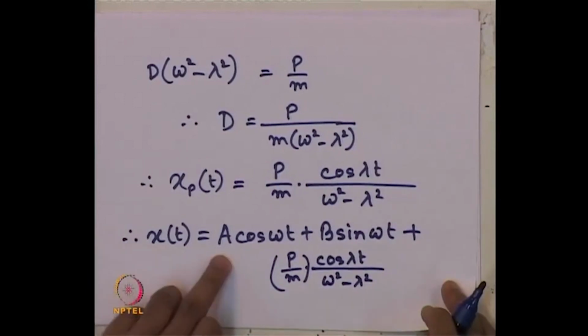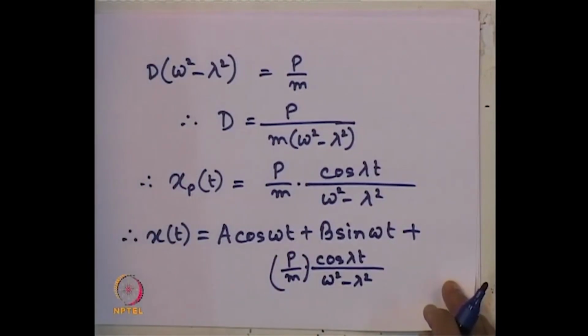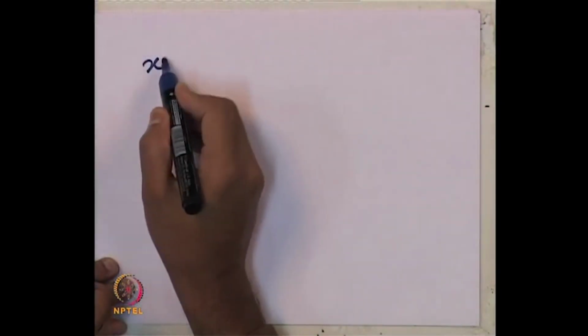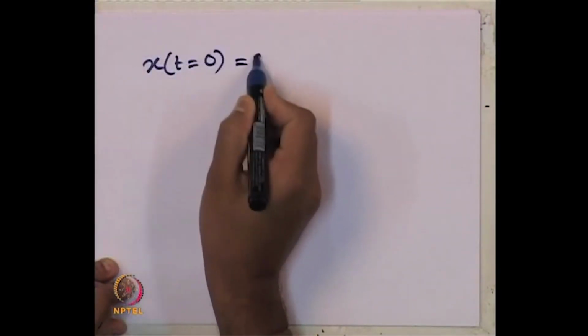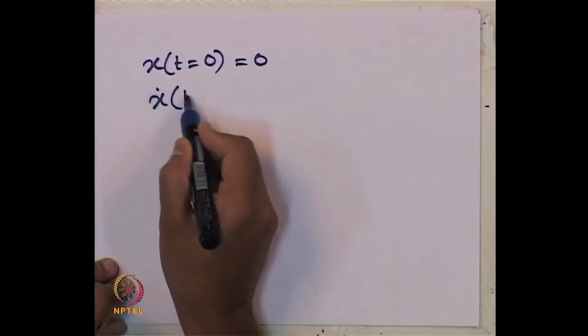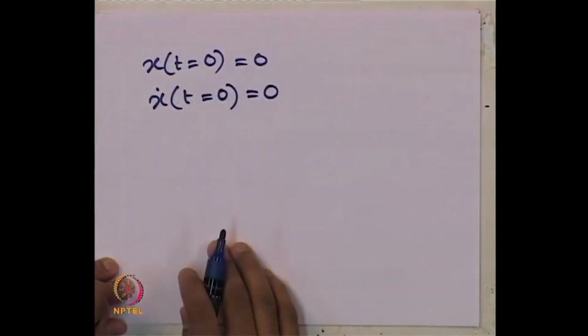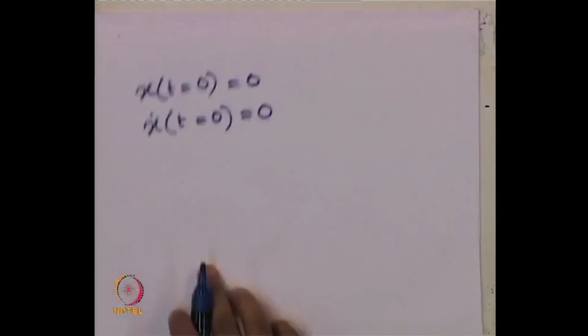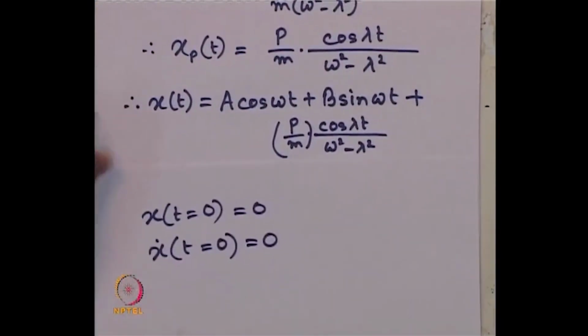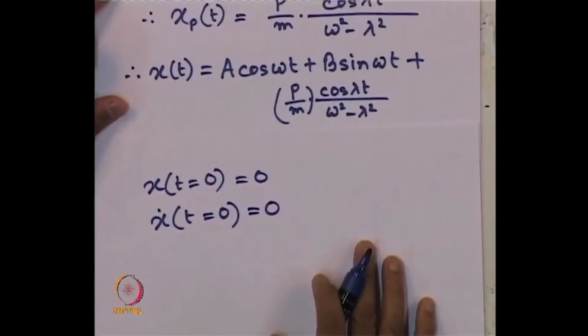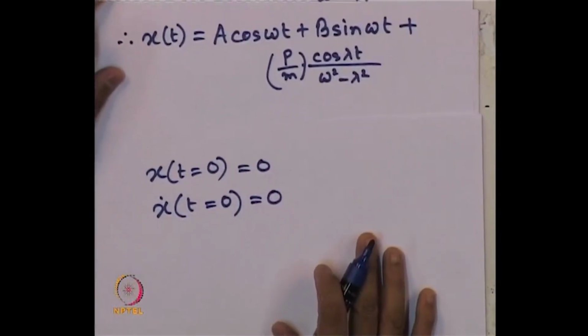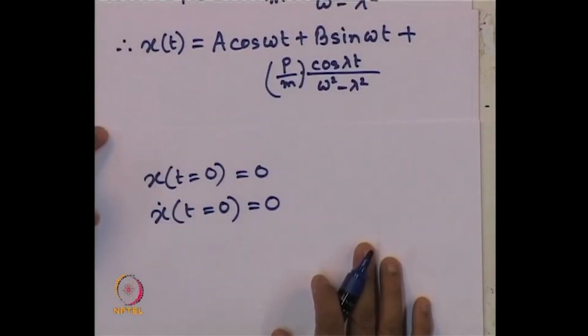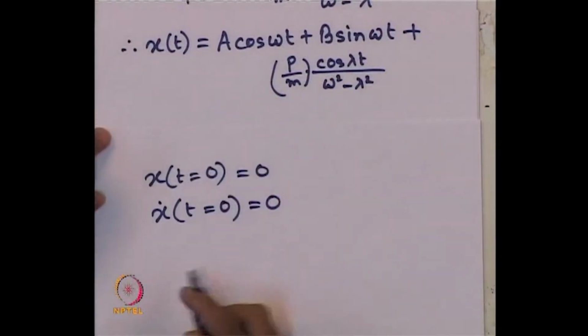Now, we have to find out these two constants using our given initial conditions. So, what are the initial conditions given to us? That it starts from absolute stationary state. So, x at t equals to 0 is 0 and x dot at t equals to 0 is also 0. It is given to us. So, now let us differentiate this equation to find out the expression for velocity. This is the expression we obtained just now for the total solution of the displacement function.